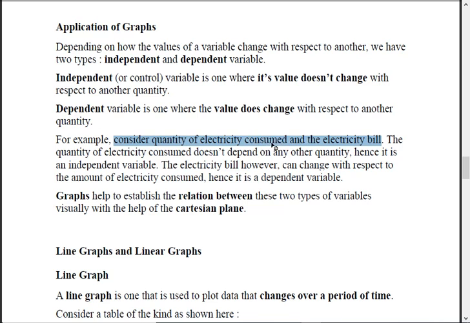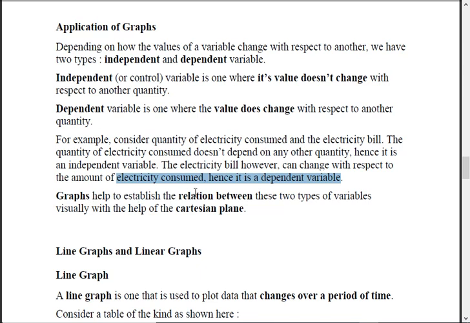Similarly, take exams and studies. If you study, then you will pass the exam. So which is dependent? The exam is dependent on studies, right? So studies is an independent variable and the exam is a dependent variable. The quantity of electricity consumed does not depend on another quantity, hence it is independent. The electricity bill, however, changes with respect to the amount of electricity consumed, hence it is dependent.